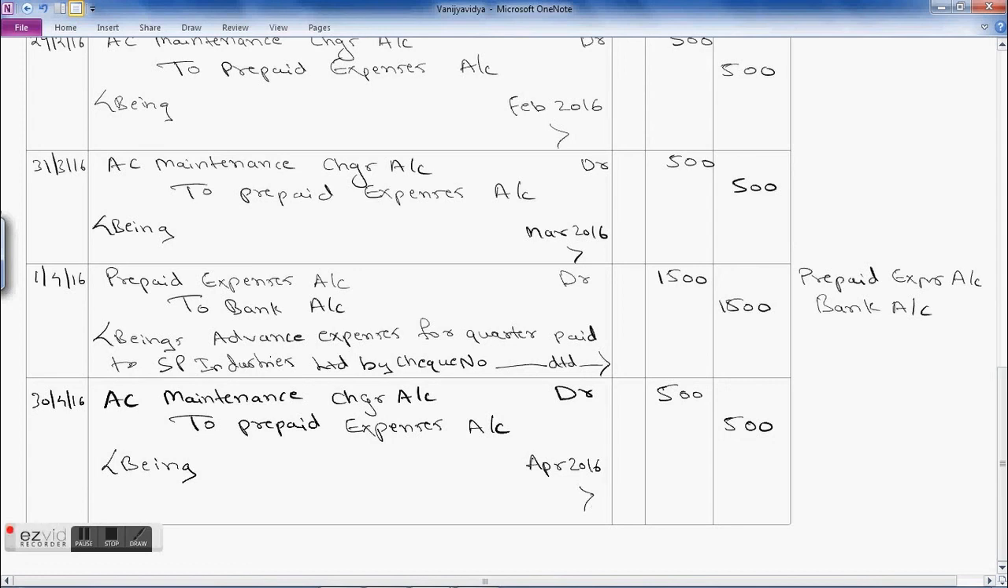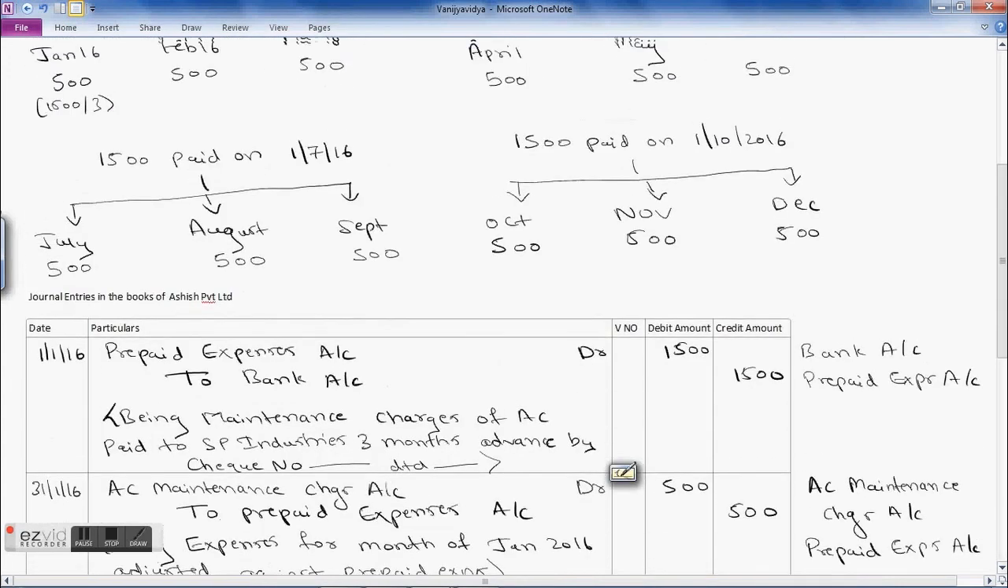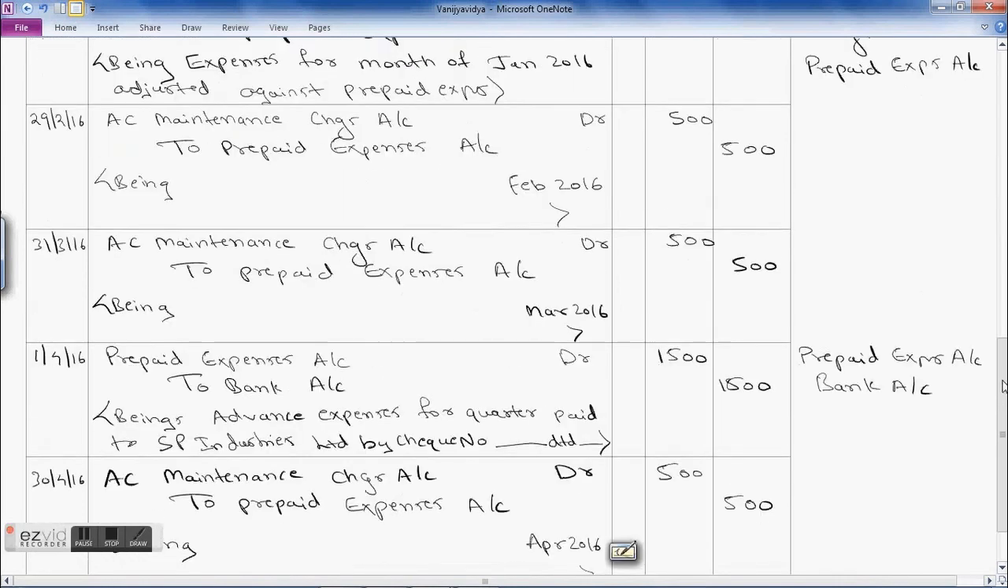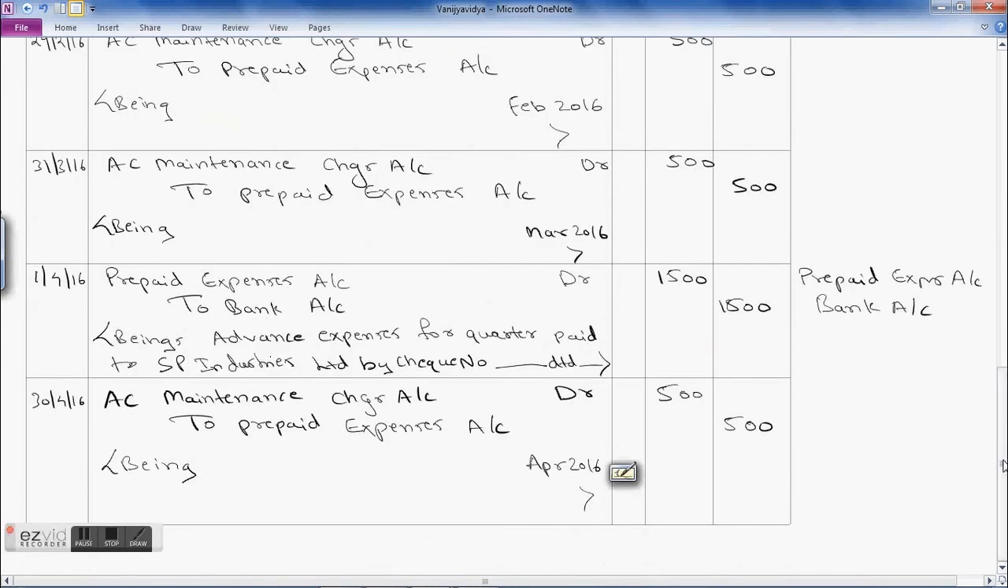So all the journal entries till April are passed. Similarly it will continue till the month of December. But remember one thing, at the beginning of every quarter, that is say on 1/7/2016 and 1/10/2016, there will be one payment entry, since we are paying in advance only for the quarter and not for the entire year as we did in the earlier example.